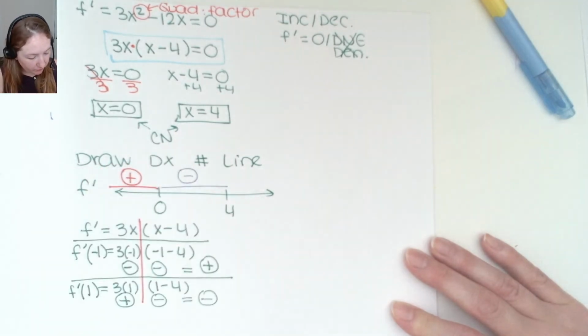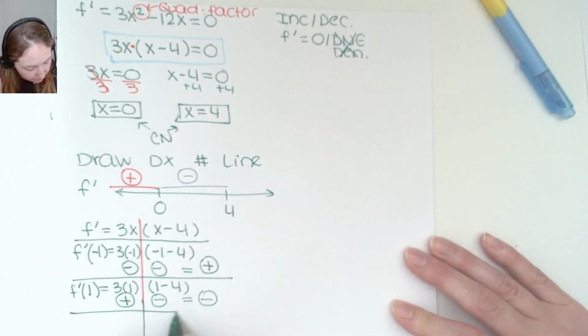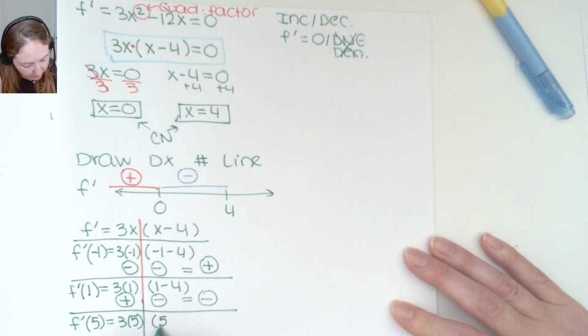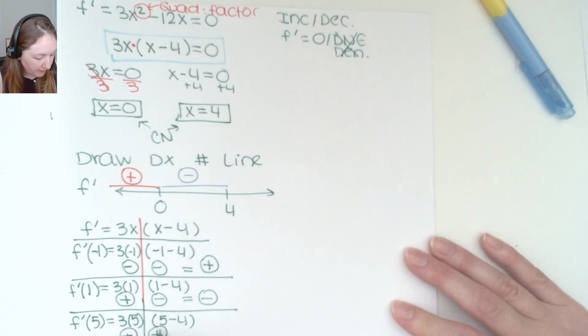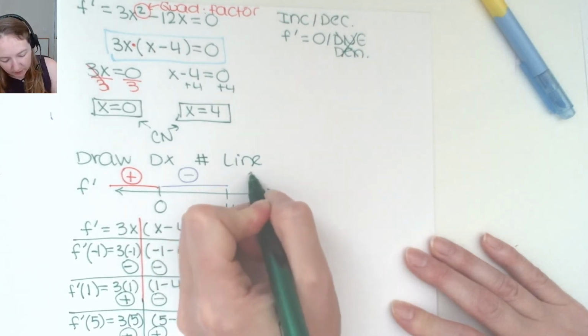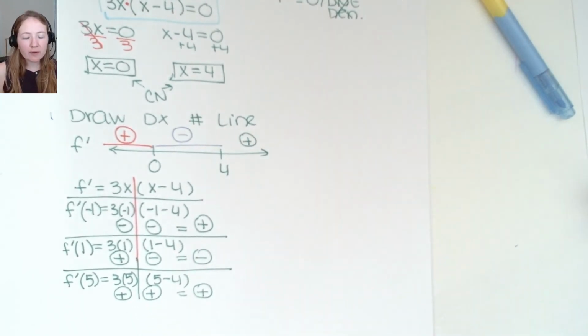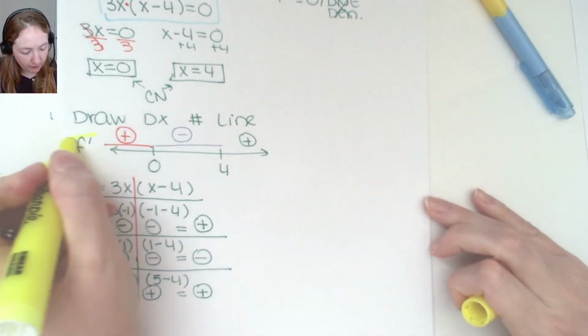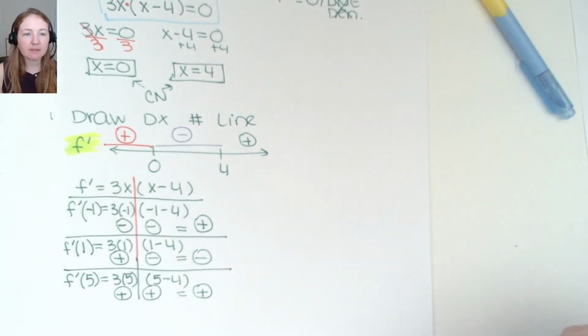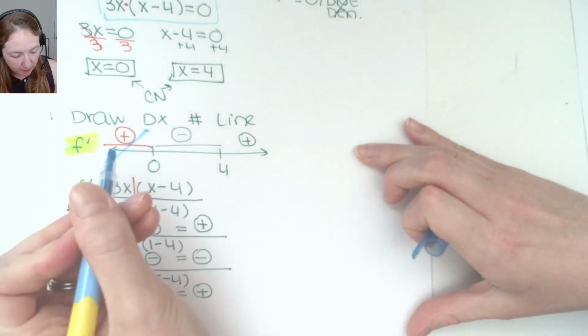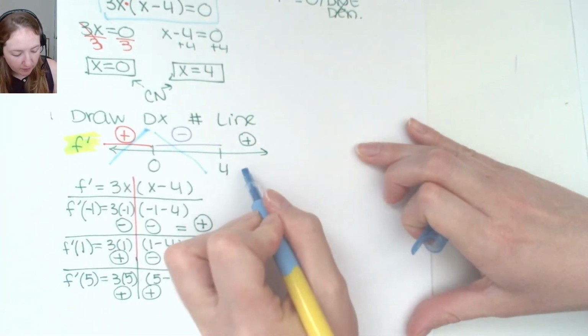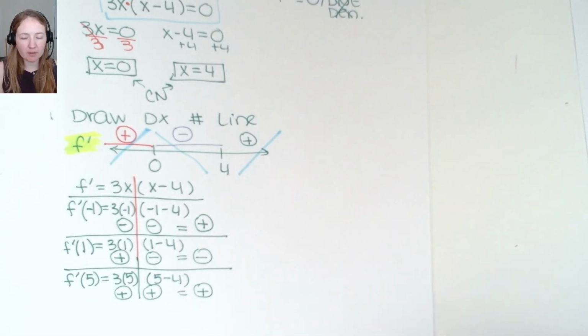And then for the last interval, we have from 4 to infinity, so maybe I plug in 5. So I have 3 times 5, 5 minus 4. That gives us a positive times a positive, giving us a positive overall. Now, once we have our positives and negatives, we then have to synthesize this answer. Again, the first derivative is going to tell us increasing and decreasing. So this positive tells us that we're going up the hill, negative tells us we're going down the hill, and then positive tells us we're going up the hill again.